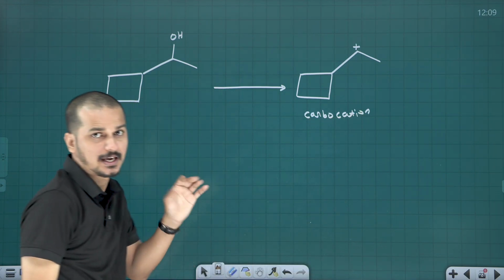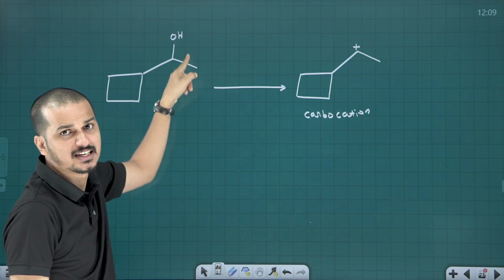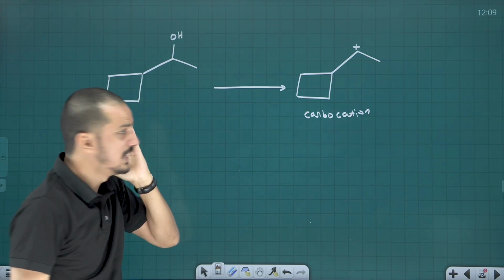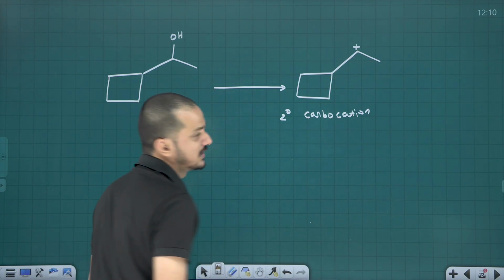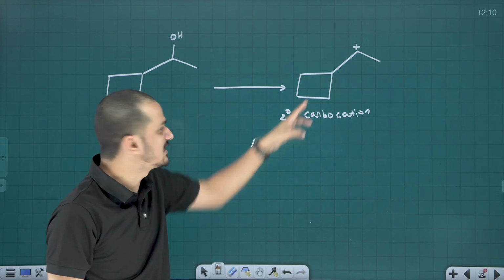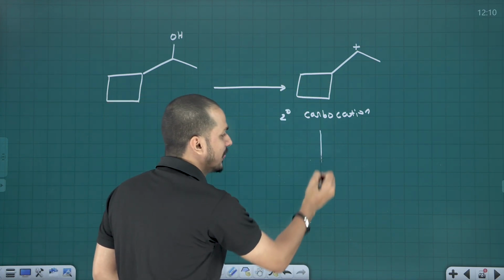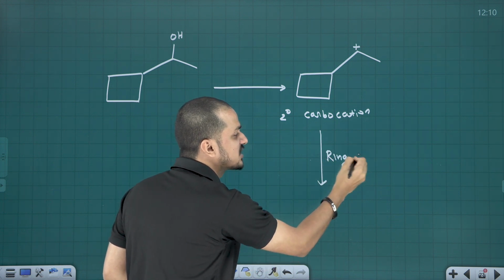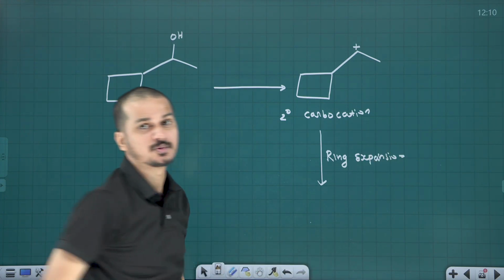I'm writing it directly: H plus is coming, it will take that OH and it will become H2O, then it will become a carbocation. Here you can see what kind of carbocation it is. It is a secondary carbocation. Here there is a possibility: it's a 4 carbon containing ring, and it can expand to a 5 carbon containing ring. That is called ring expansion, and that's the importance of this reaction.